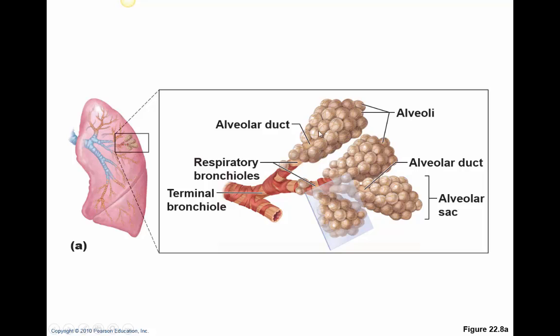And the alveoli, remember, are only made up of simple squamous epithelium, very thin tissue for rapid transport of gases. That's their primary function. And we have many, many alveoli making up the lungs, and each alveolar sac has its own terminal bronchiole serving that sac.